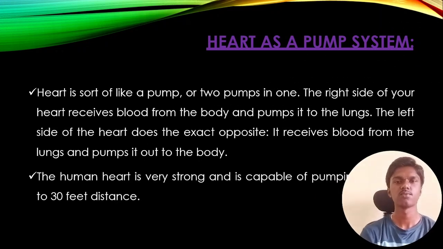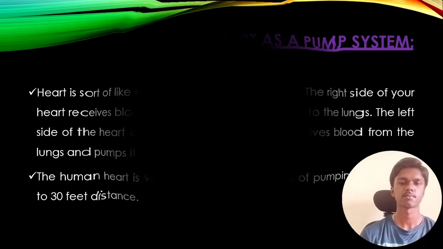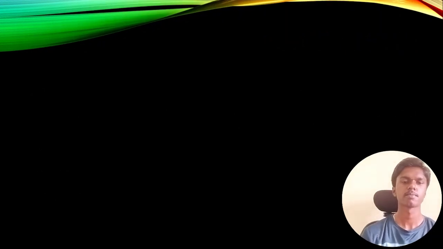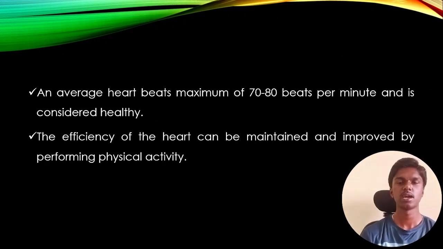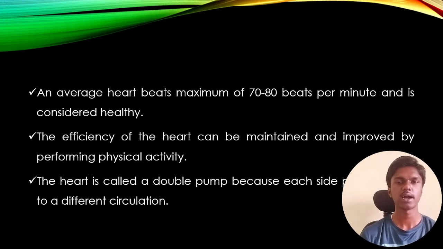The human heart is very strong and capable of pumping blood up to a distance of 30 feet. On average, a heart beating a maximum of 70 to 80 beats per minute is considered healthy. The efficiency of the heart can be maintained and improved by performing physical activities. The heart is called a double pump because each side pumps blood to a different circulation.